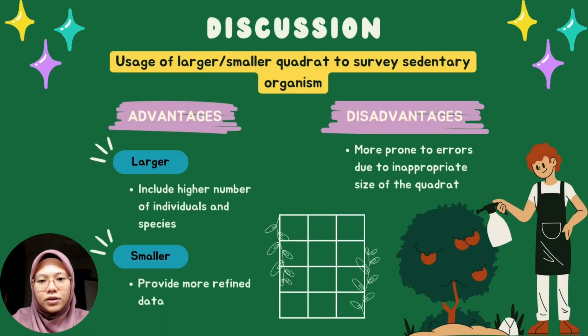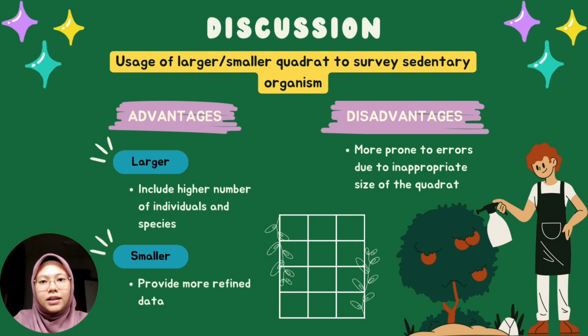Next, the advantage of using a larger quadrat is that large quadrats can include a higher number of individuals and species, thus offering a more accurate estimation of the population. Meanwhile, the usage of smaller quadrats can provide more refined data compared to large quadrats, as it allows the researchers to do more precise measurements of species density, coverage, and frequency.